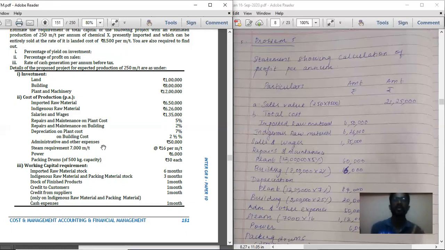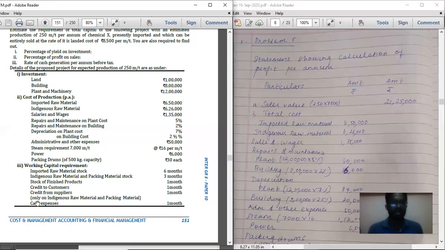Why we won't include selling and distribution expenses in cost of production? Because selling and distribution expenses occur only when the finished product is ready and available for sale. So at that point of time only you will be expending this selling and distribution expenses. So if you are assuming that this other expenses include selling and distribution expenses, then you should not add it in the cost of production. This 50,000 should be excluded from the cost of production.